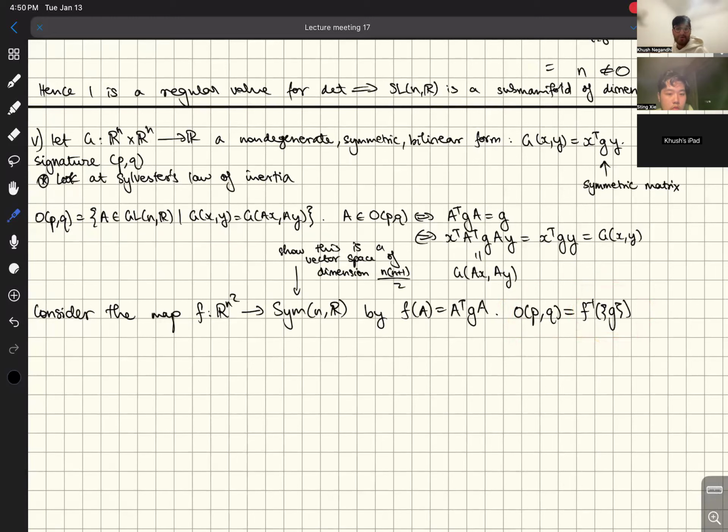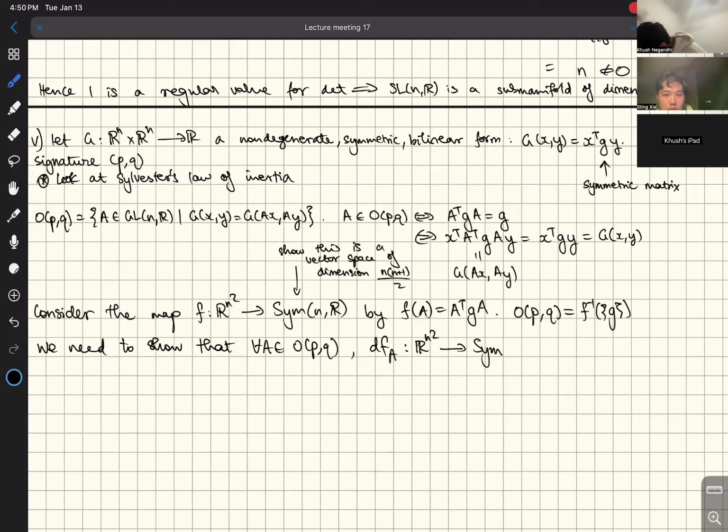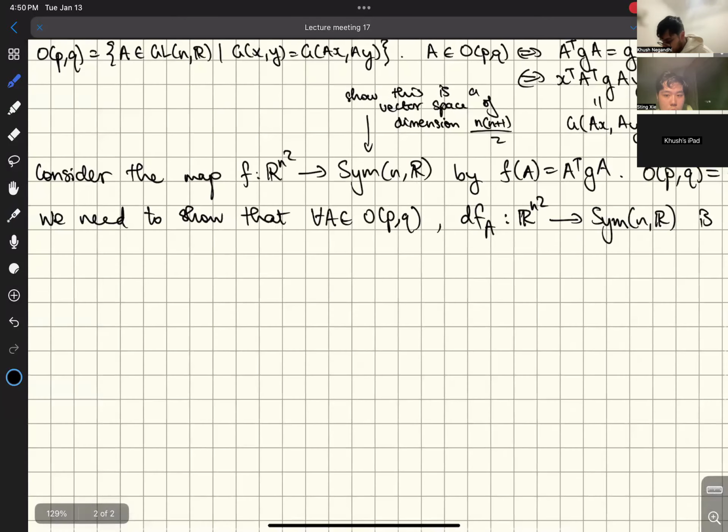Okay, so what we need to show now is that for all A in OPQ, df at A from R^(n squared) into the symmetric n by n matrices is surjective. Okay, so let's do this. To do this, we first need to compute the derivative. So let's compute the derivative.